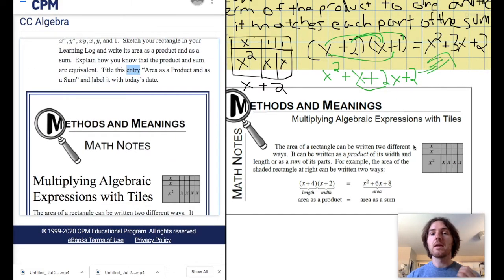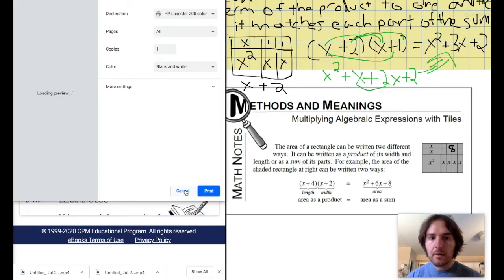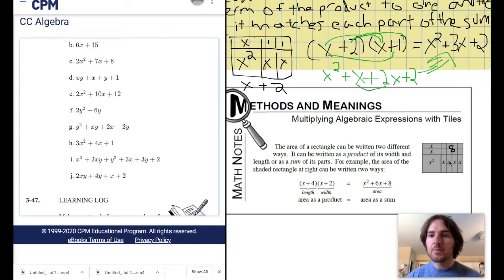But just to remind you that the area of a rectangle can be written two different ways. It can be written as a product of its width and its length or as a sum of its parts. For example, the area of the shaded rectangle right here can be written two ways. The easy part is to tell what the sum is, because this is 8, and we would get x squared plus 4x, another 2, 6x, plus 8.